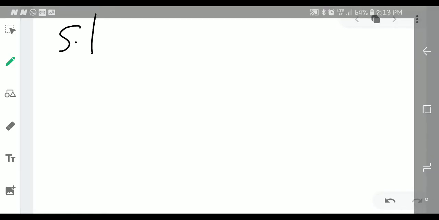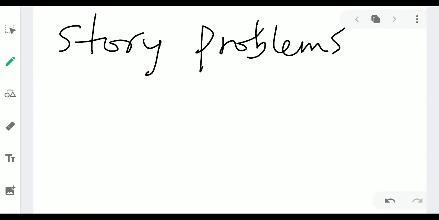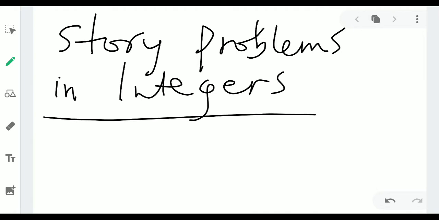In today's lesson, we are going to look at word problems or story problems in integers. So we have story problems in integers. Let's start with some simple stories.